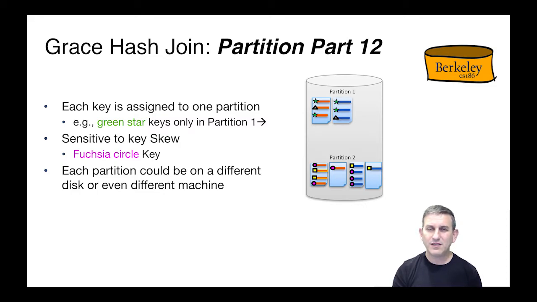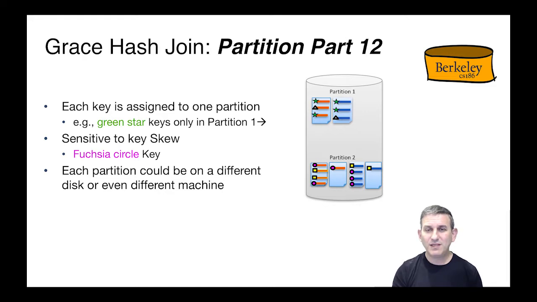And another thing to note is that hashing is sensitive to key skew. So that fuchsia circle key on the bottom has led us to have more keys on the bottom than the top. The round circles are pretty popular. And so that's always something to watch with a hashing algorithm, whether you get skew on duplicates.